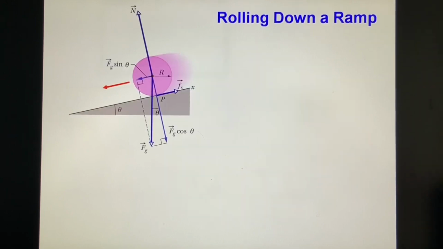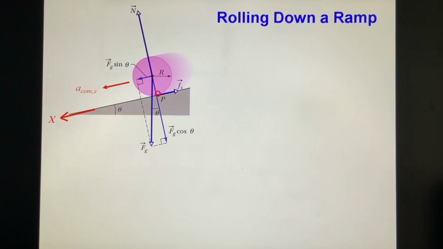Rolling down a ramp of a ball. This is a ball. Now we set the reference. Let's set x downward and the origin at point P. We see how to describe its motion.